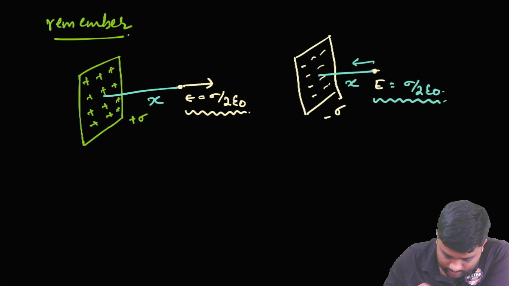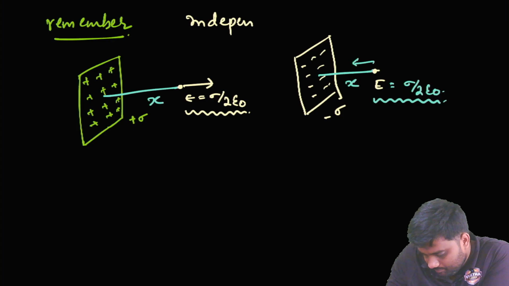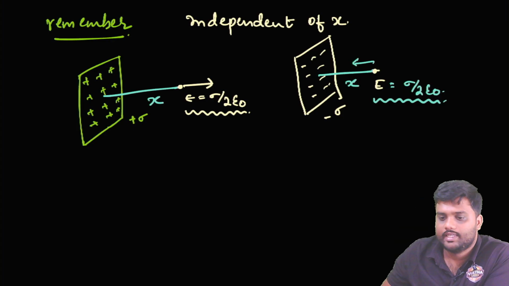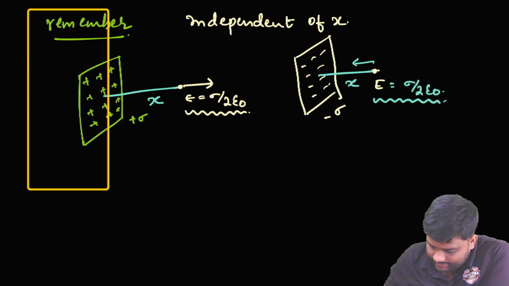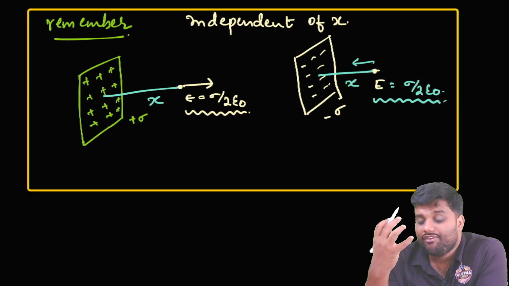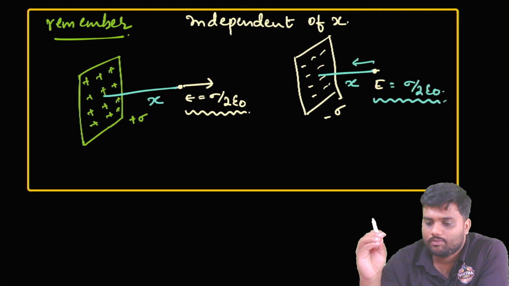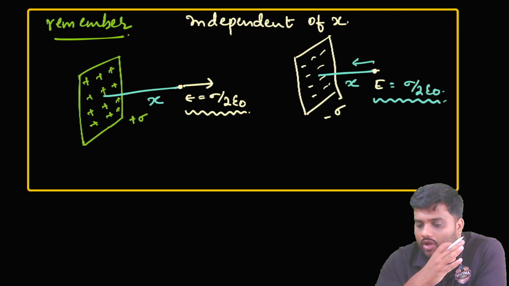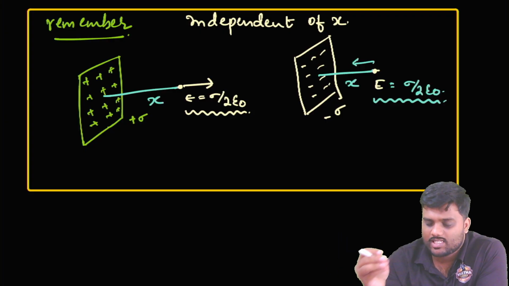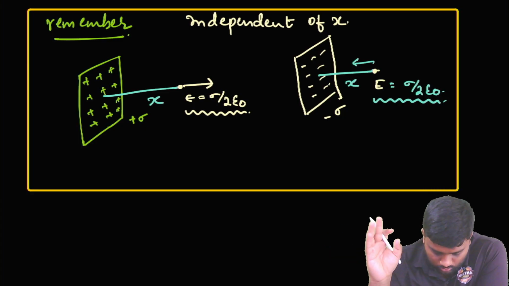So here what I am trying to say is, it is independent of x. It does not depend upon x. Due to that infinite sheet, the electric field at every point remains the same, that is sigma by 2 epsilon naught. That means it does not depend upon the x. x ಮೇಲೆ ಡಿಪೆಂಡ್ ಆಗ್ತಾ ಇಲ್ಲ, ಡಿಸ್ಟೆನ್ಸ್ ಮೇಲೆ ಡಿಪೆಂಡ್ ಆಗ್ತಾ ಇಲ್ಲ, ಎಲ್ಲೋಗಿಡಿ ಆ ಪಾಯಿಂಟ್ ಅಲ್ಲಿ ಎಲೆಕ್ಟ್ರಿಕ್ ಫೀಲ್ಡ್ ಸಿಗ್ಮಾ ಬೈ 2 epsilon naught ಅಷ್ಟೇ.